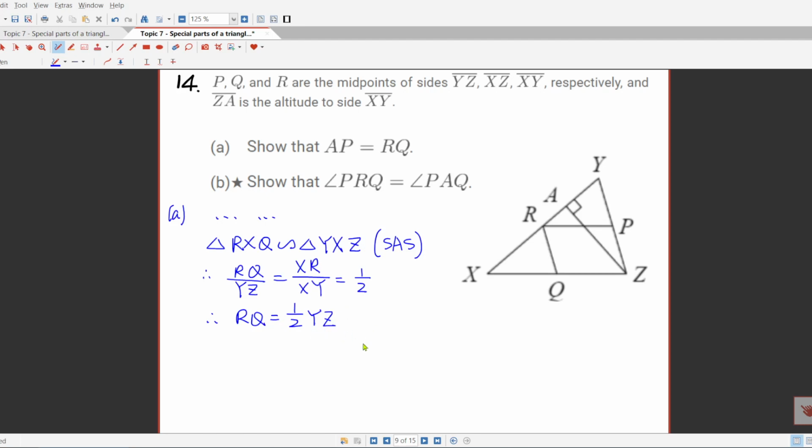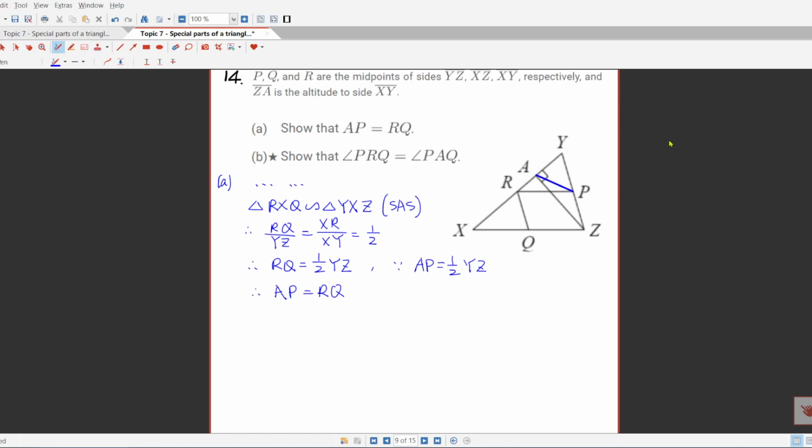And since AP is a median to hypotenuse YZ, its length is half of YZ as well, right? So AP is 1/2 of YZ as well. And therefore we have AP must equal RQ, right? And then let's consider the second question.